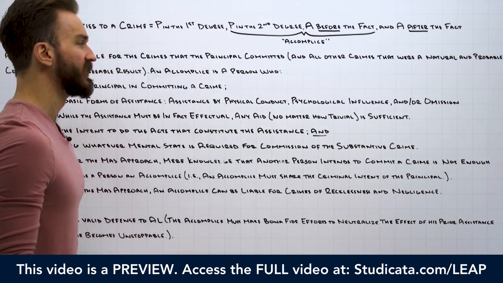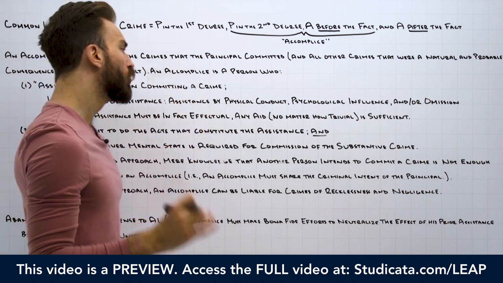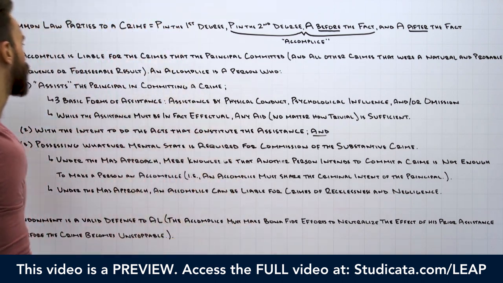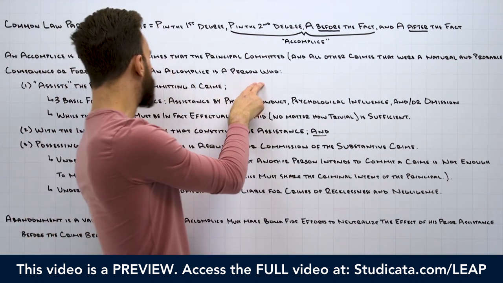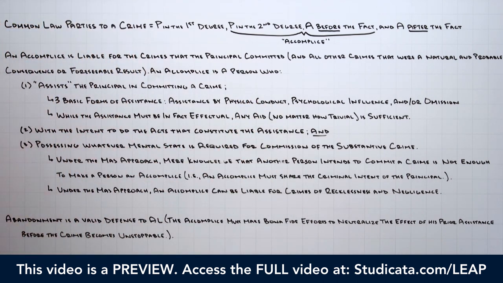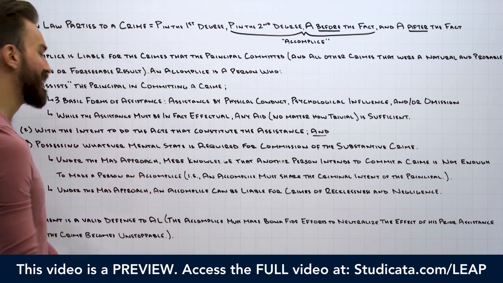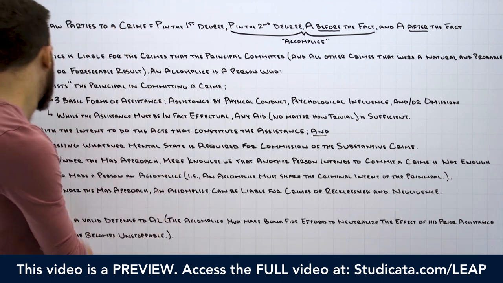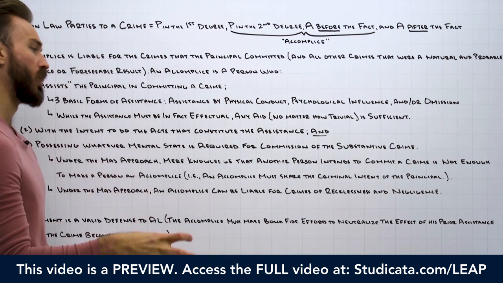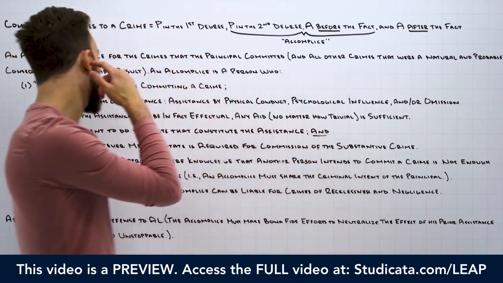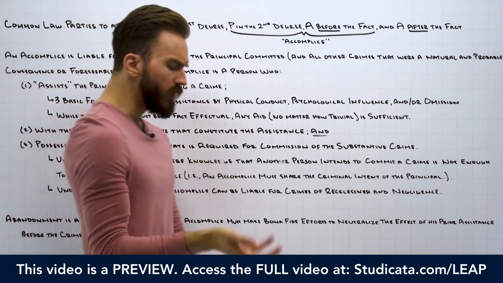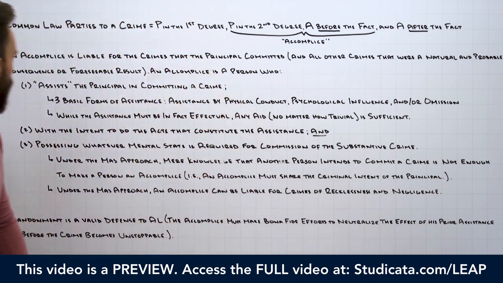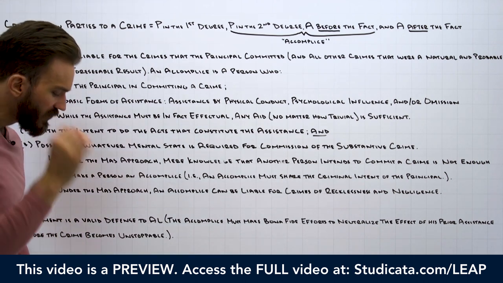So the hard part of this analysis is identifying or defining who is an accomplice. If we know the rule is an accomplice is liable for the crimes that the principal commits, well, who is an accomplice? An accomplice is a person who assists the principal in committing a crime with the intent to do the acts that constitute the assistance and possessing whatever mental state is required for commission of the substantive crime. So we have three elements. Our first element is kind of like an actus reus element, and our second and third are kind of like the mens rea elements.